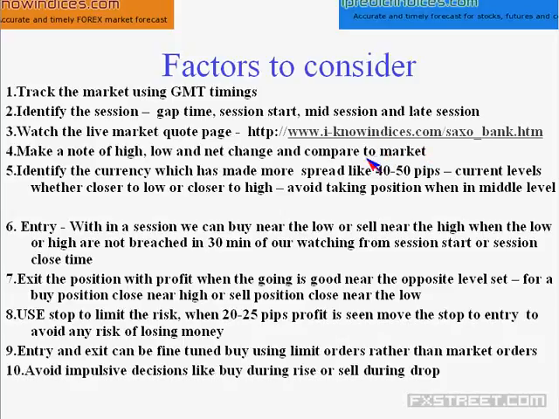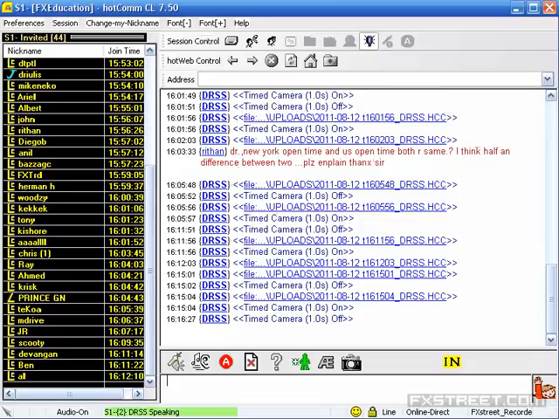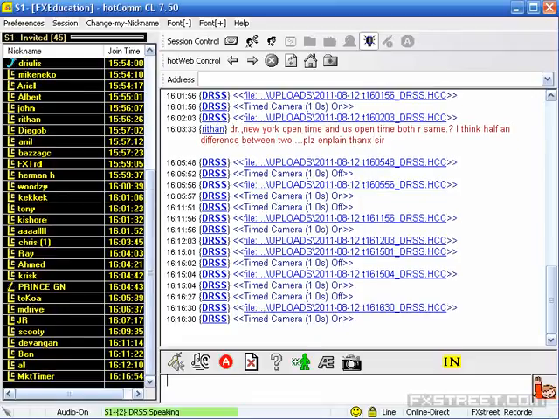Once you identify what the next move is going to be, trading becomes very easy. Still, our reading can go wrong, so in that scenario we try to use hedging or a stop to limit the risk. Identify the currency pair which has made a spread of more than 40 to 50 pips. Then see whether the current level is closer to the low or closer to the high, and avoid taking a position when it is in the middle level. Now if I refer to the Euro and GBP, I'll go back to the PowerPoint presentation and the live market quote page.